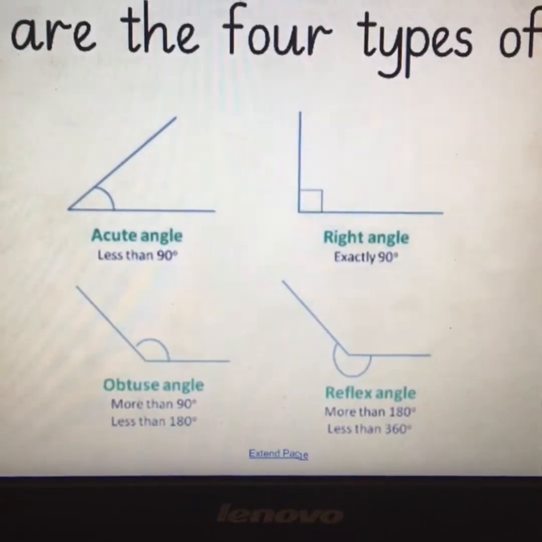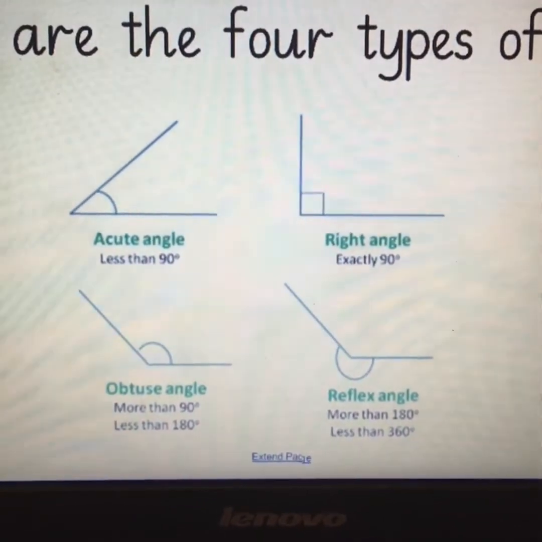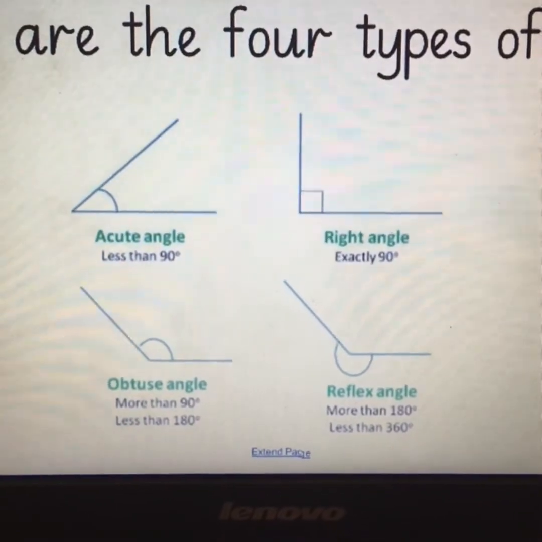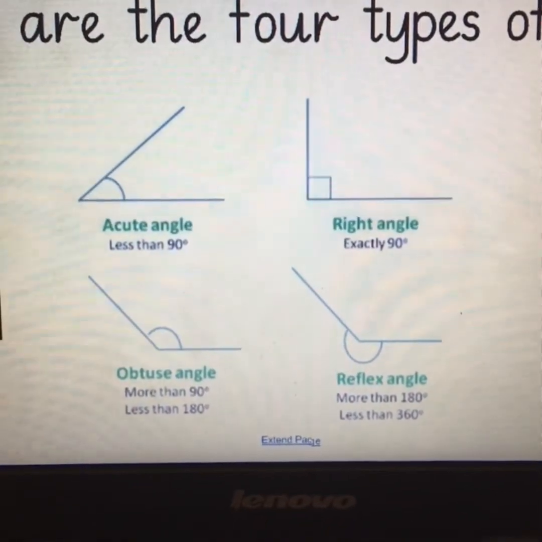Right, if I was you, I would write this down somewhere, make a little fact box for today, because today is all about gathering the facts and gathering the information that you need.